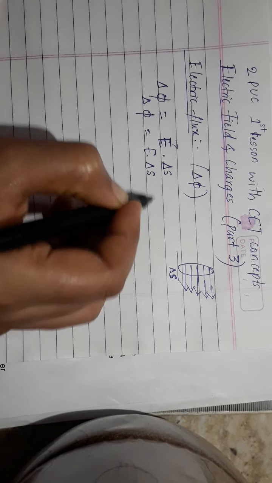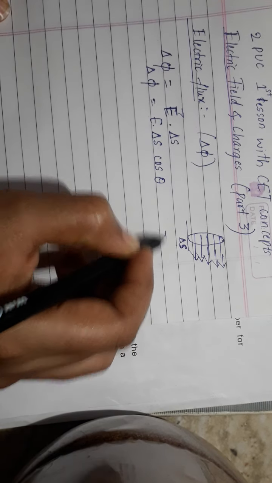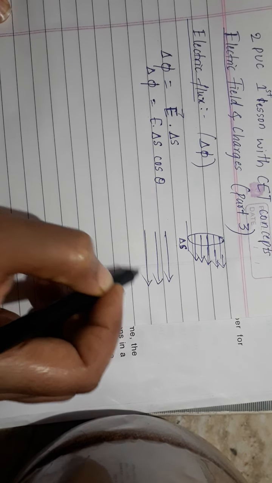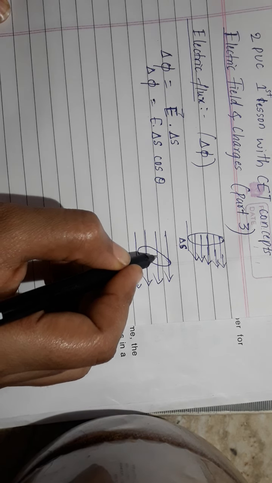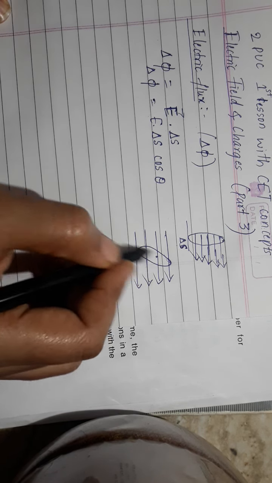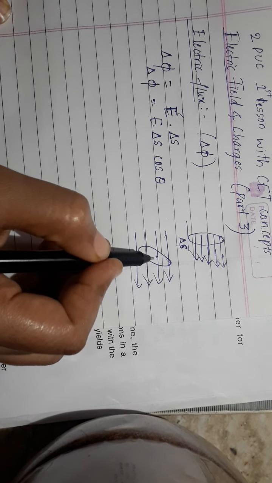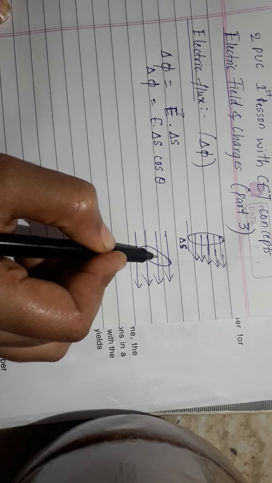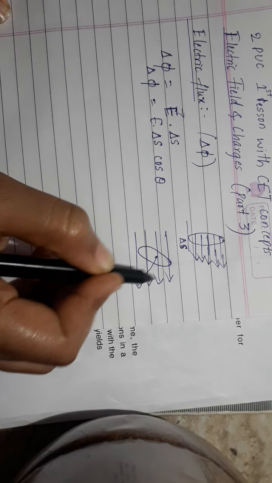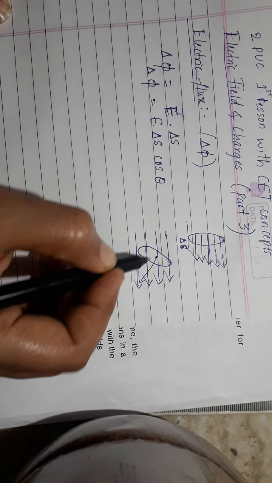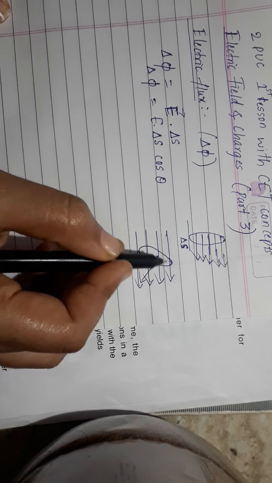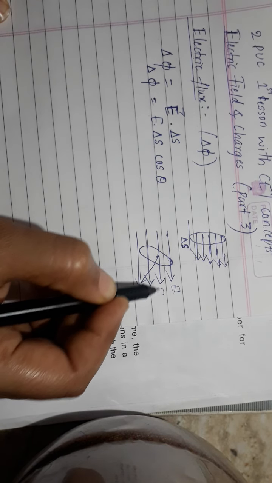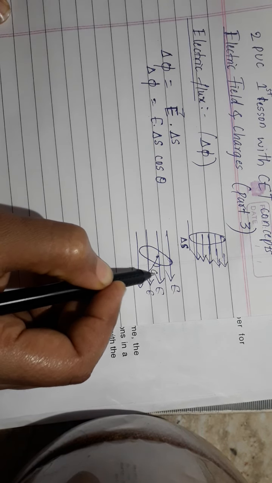electric field into area into cos theta, where theta is, let me draw, if these are the electric field lines, take any surface. This is a little bit bent, so the normal to this surface will be perpendicular to it, so the line will be like this. This is a perpendicular line to this surface. The angle between the normal to the surface and the electric field lines is theta.